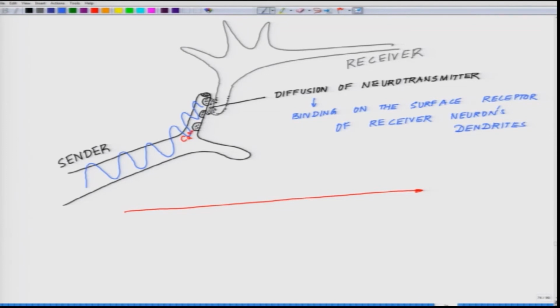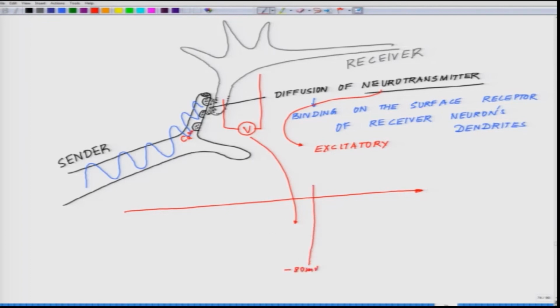Now, if this neurotransmitter is, say for example, excitatory, then what will happen? This cell, which otherwise is sitting, so if I keep a voltmeter with respect to this cell, what will happen? This cell is originally sitting at, the reading will tell you, minus 80 millivolt, or minus 70 millivolt, whatever.